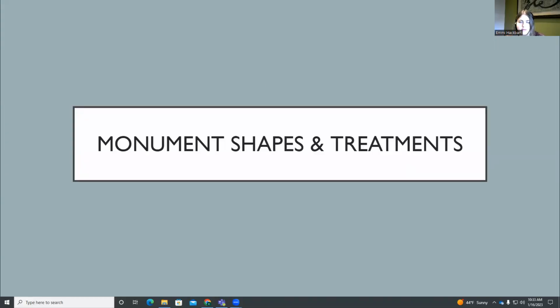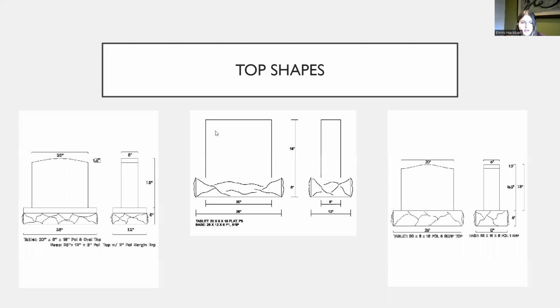So I will go ahead and share my screen. All right, so you should be able to see this right here. First we'll go over the different top shapes. I have these drawings to make it super easy. Over here on the far left, this is what we call an oval top. You can see it's just oval shaped, corner to corner.